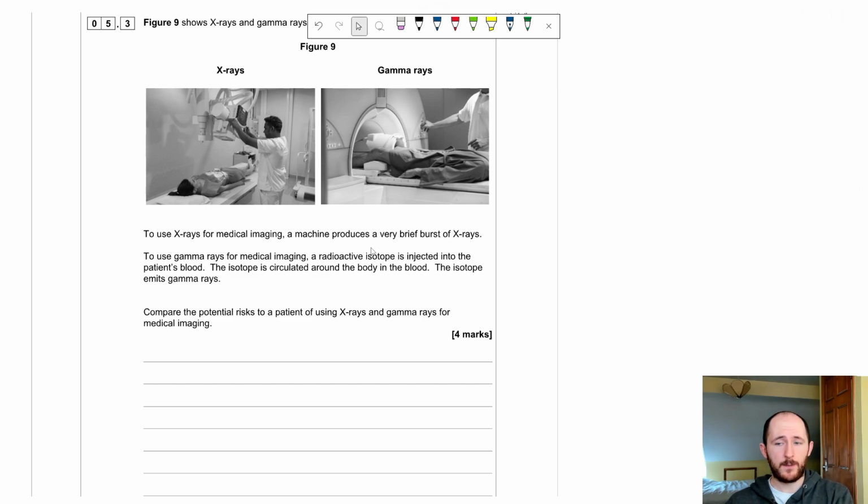This is really, really useful because it traces blood vessels. So you can see if there's any internal bleeding or any kind of aneurysms or something like that. Super, super useful. But compare the potential risks.